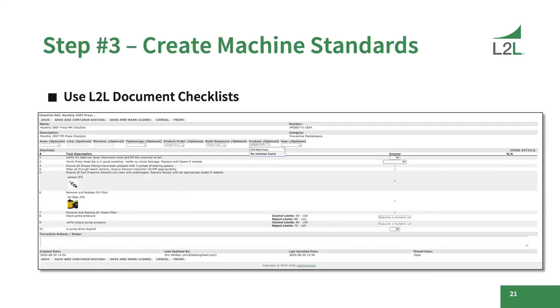So there's a lot of stuff you can do to help that piece of equipment and get rid of that contamination, okay? So then once you have those pieces of equipment clean, what you're going to want to do is use L2L document control, and you're going to want to go create your checklist.